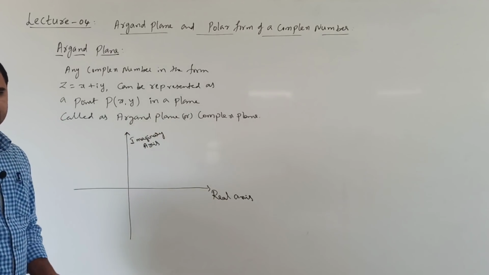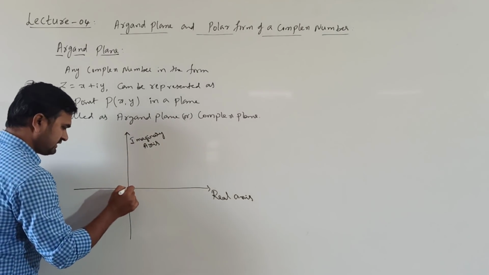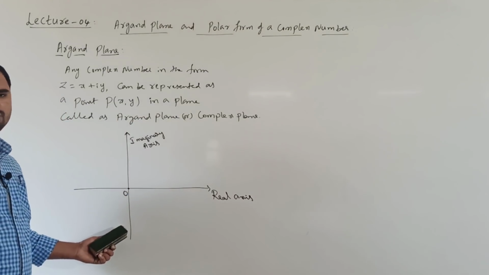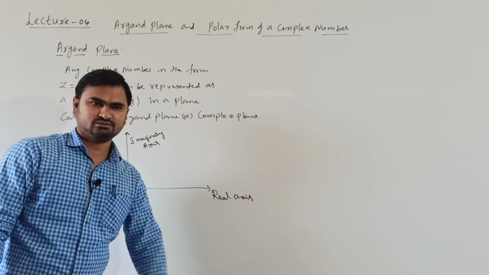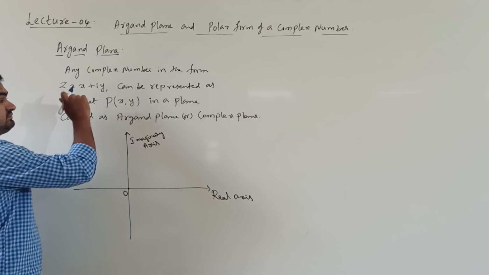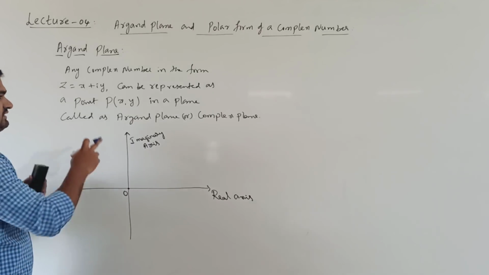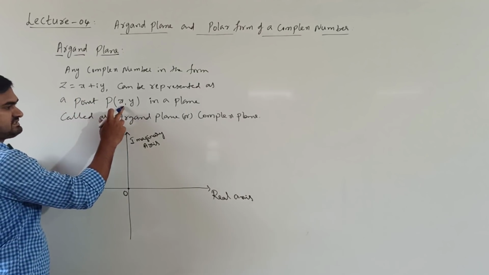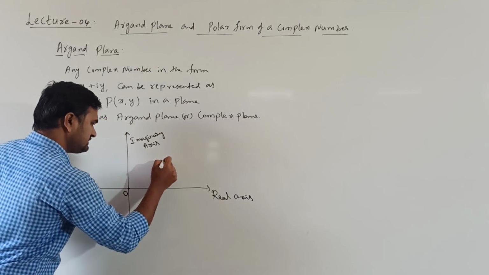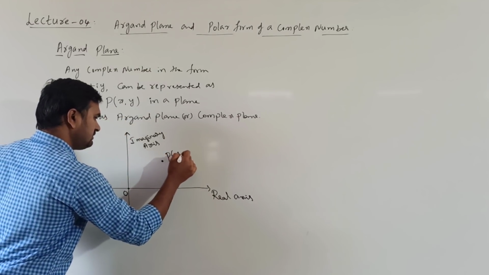Okay, the vertical line is the imaginary axis, and the point of intersection of these two is the origin. So origin O I can write as (0, 0). Any complex number z equal to x plus iy can be represented as a point in a plane. So the point is (x, y). Suppose this is the point P (x, y).